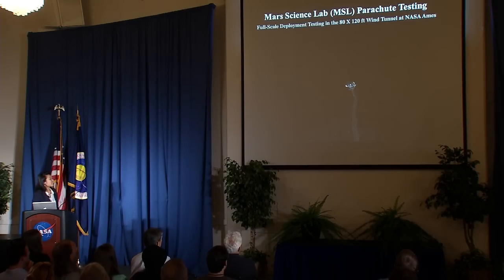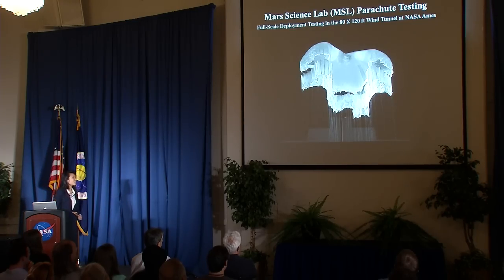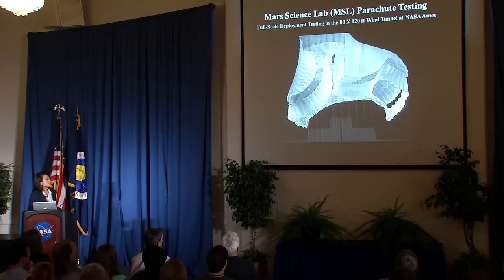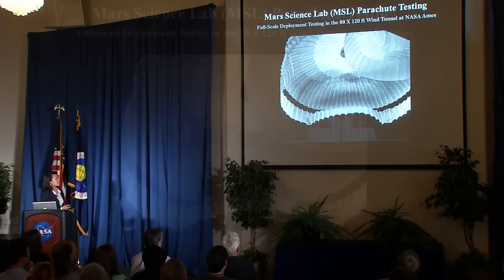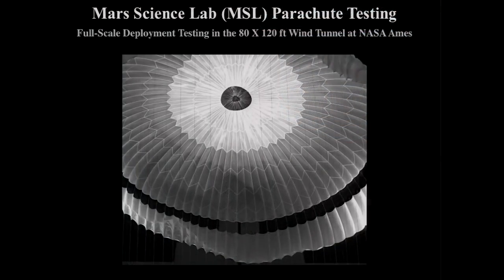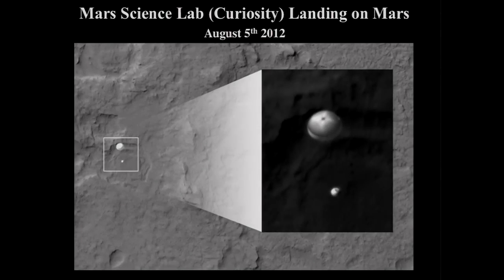Here we had a high-speed camera capture the successful deployment of the Mars Science Lab parachute. Of course, it slowed down. We had some problems in the beginning, but at the end, we were able to solve those problems and have a successful deployment. But did this work? Here's proof. I took it with my iPhone. So this is Curiosity landing on Mars, August 5th, 2012, and everything went flawlessly, and the mission was a success.